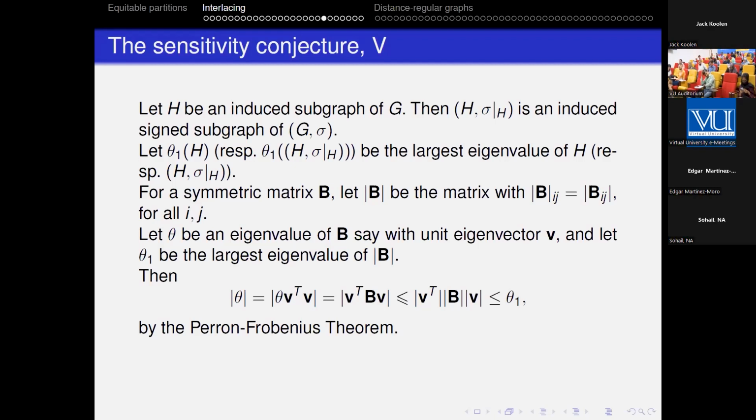So then this, as phi transpose phi is a unit vector, we see that this is at most sigma 1. Because we can use the Rayleigh inequality because phi transpose phi is still inner product 1. Yes. So by the Perron-Frobenius theorem, we get that sigma 1 is at least the absolute value of theta.